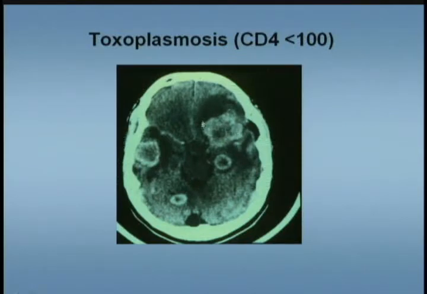Toxoplasmosis happens with more severe forms of immunosuppression. Ring enhancement, this dark stuff is edema. How do you know that this thing here is not a lymphoma? 90% of brain lesions in HIV can be toxo or lymphoma. How do you know? Well, the most accurate thing is to do a brain biopsy.